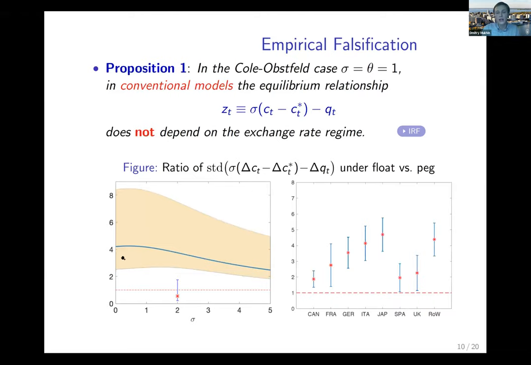And unsurprisingly, it turns out that this is not true in the data, right? We already talked about this. We said that relative consumption is pretty stable across the two regimes, while the volatility of the real exchange rate goes up significantly. And so this combination, this Z_t, its volatility changes quite significantly after 1973. This is true for the US against the rest of the world, but it is also true for each individual economy in our sample. So not only does this proposition allow us to test these conventional models, but it also shows us in which direction we need to go to explain the data, right? It shows that we need a model in which the risk premium is endogenous to monetary policy and in which it changes in a particular way once the monetary policy switches from floating to the peg.